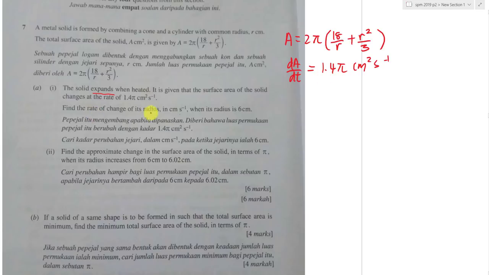And then they ask you to find the rate of change of the radius. Rate of change means they want to know something related to time, that means they ask about dr dt when r is equal to 6. For rate of change, we always need to form the chain rule by ourselves. So this is how I will form the chain rule.